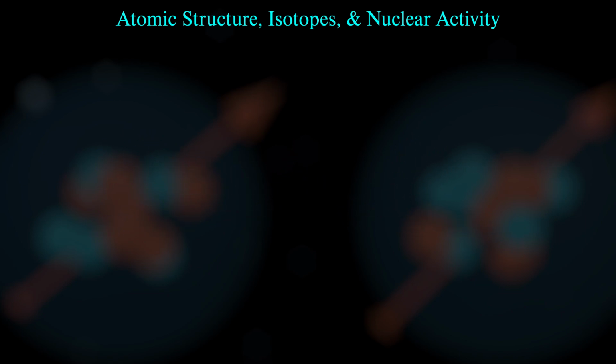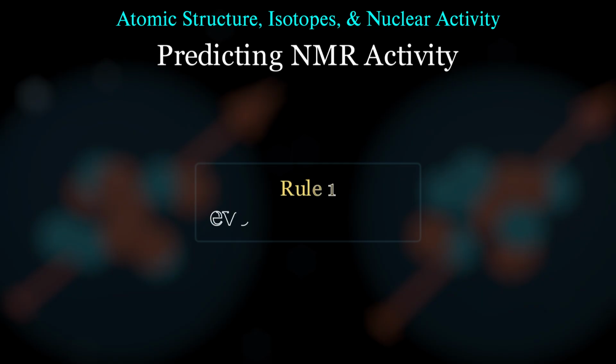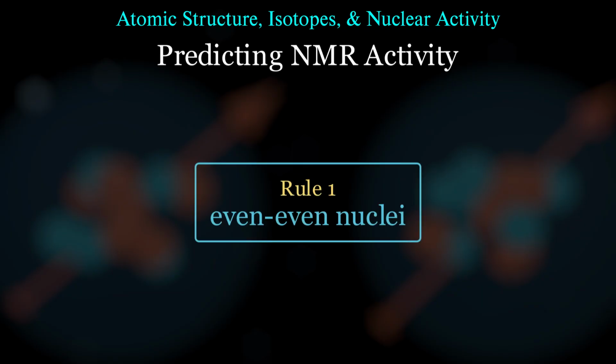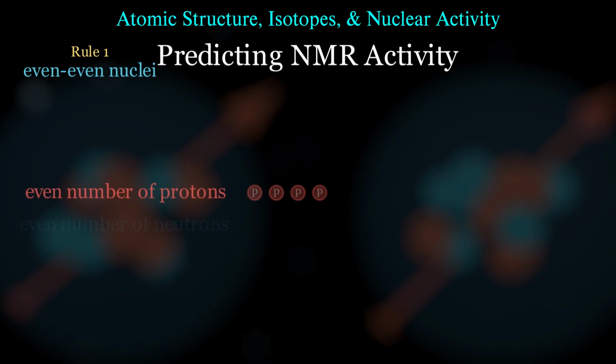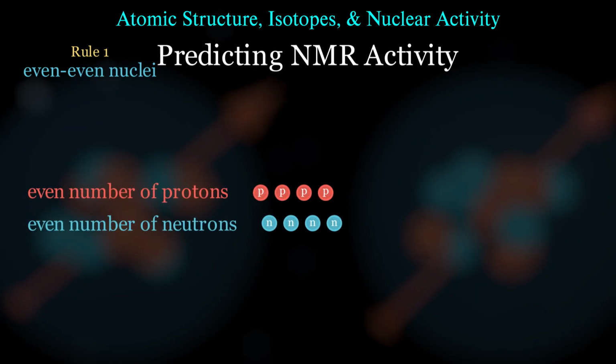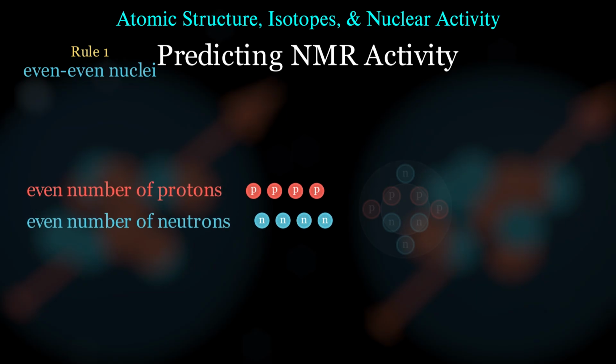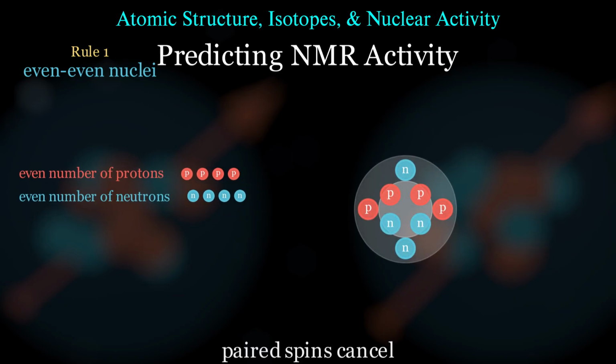Luckily, we can still predict NMR activity using a very small set of rules. The first of these 3 is even nuclei. This means the nucleus has an even number of protons and an even number of neutrons. In this situation, the nucleons tend to pair up in such a way that their spin contributions cancel each other out.